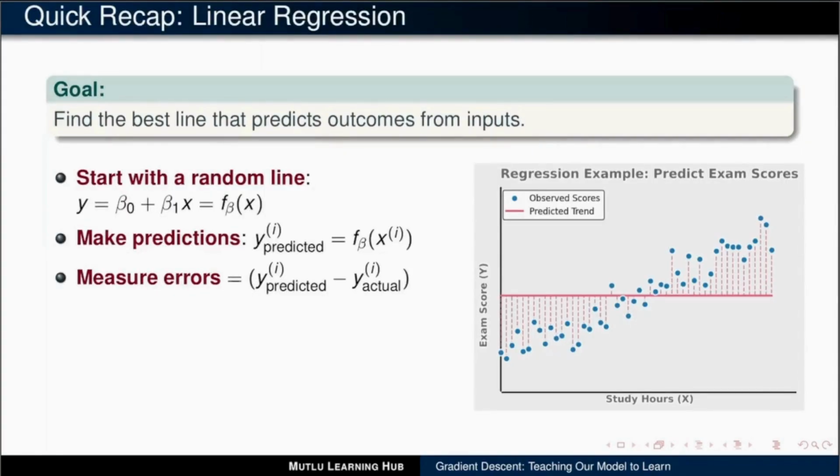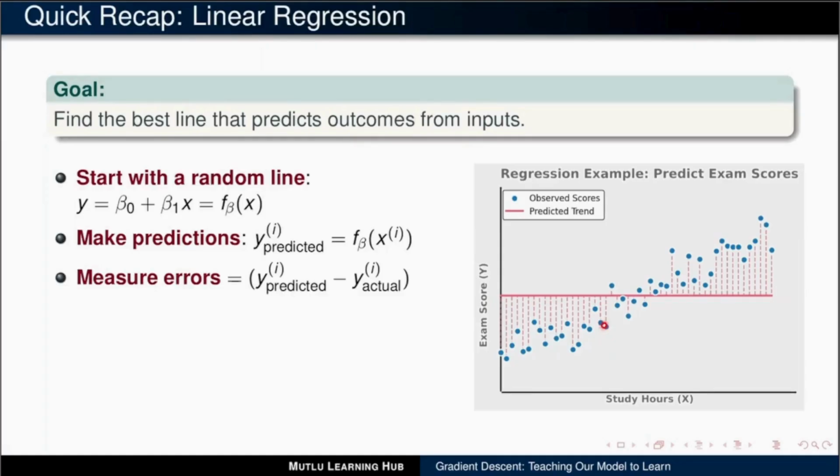The goal is to find the best line that predicts outcomes from inputs. We start with a random line and make predictions for our data points. Here in this plot, this is our random line. And for example, the prediction for this point is here. Then we measure the errors, the differences between the predicted and actual values.